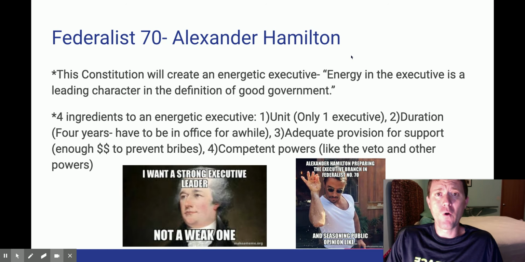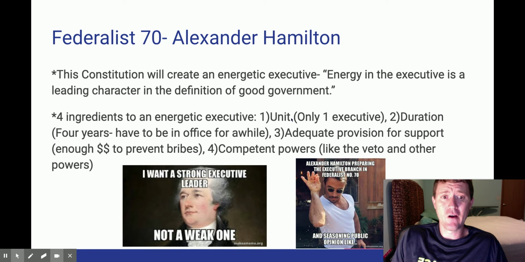So there are 4 ingredients he gives that are part of an energetic executive. One, and I messed this up here, but you could see it. I'll fix it on the PowerPoint here when I put it on there. But one is unity, right? Unity. And that means there's only one executive. He makes that point very, very emphatically.